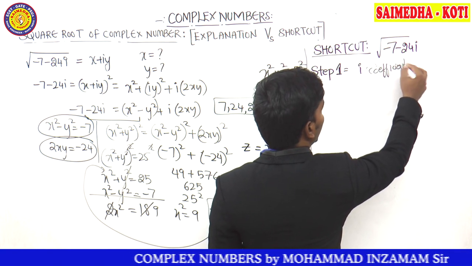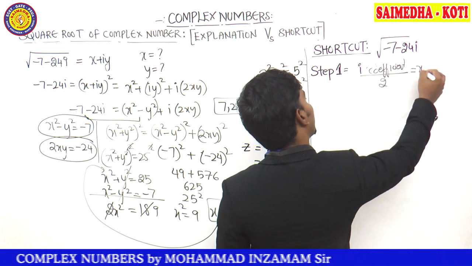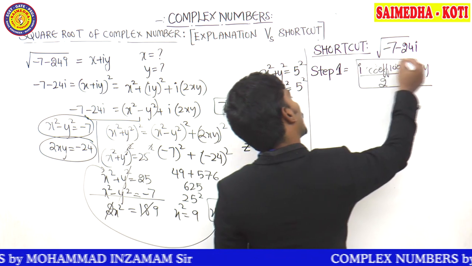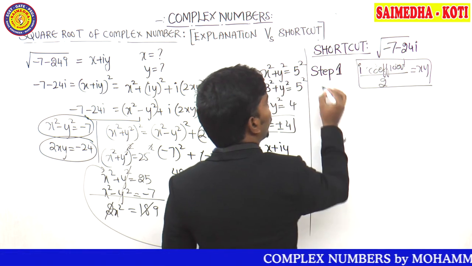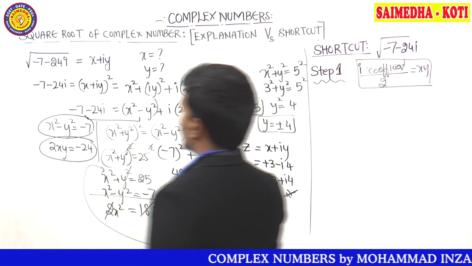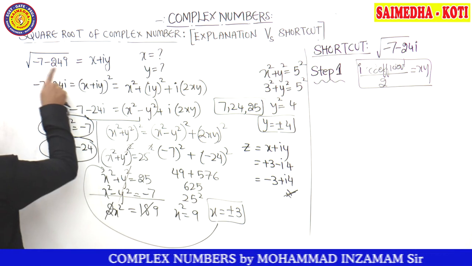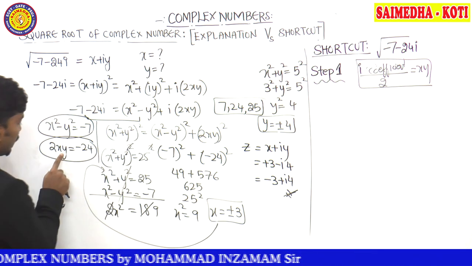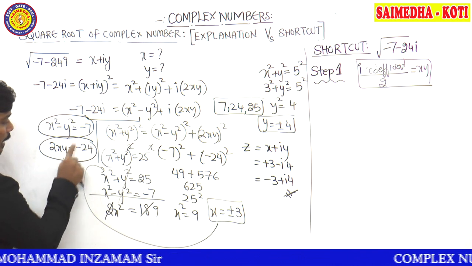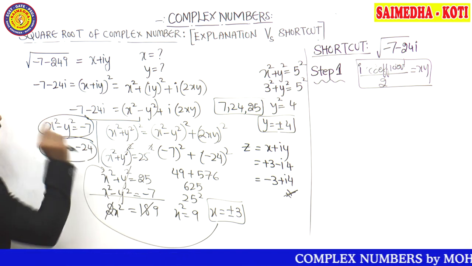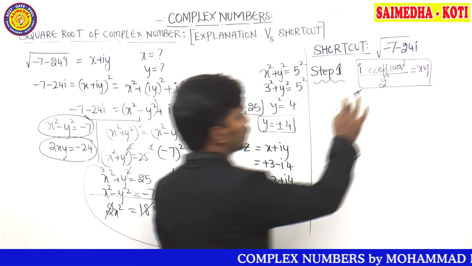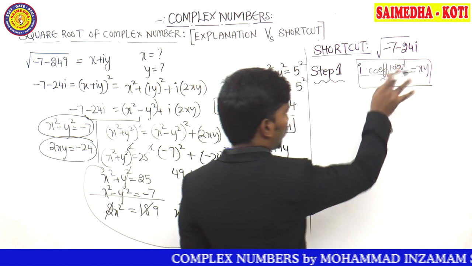What is the meaning of I coefficient divided by 2, guys? It's going to become xy. I coefficient divided by 2 is going to become what, guys? xy. Observe here, the I coefficient divided by 2 is going to become xy. That's why I am writing this formula as a shortcut method, guys.